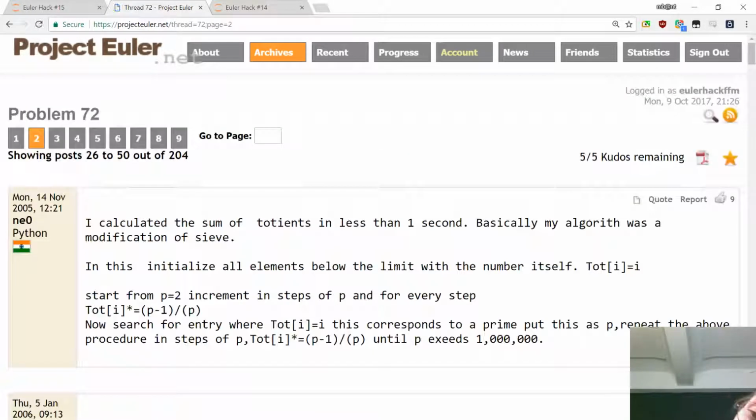What else do we have? So we have the sum of totients in less than 1 second. So I guess the totient function isn't so expensive if you just calculate all the totients ahead of time. Maybe. And this initializes all elements below the limit with the number itself. Yeah, this is the exact same thing, isn't it?